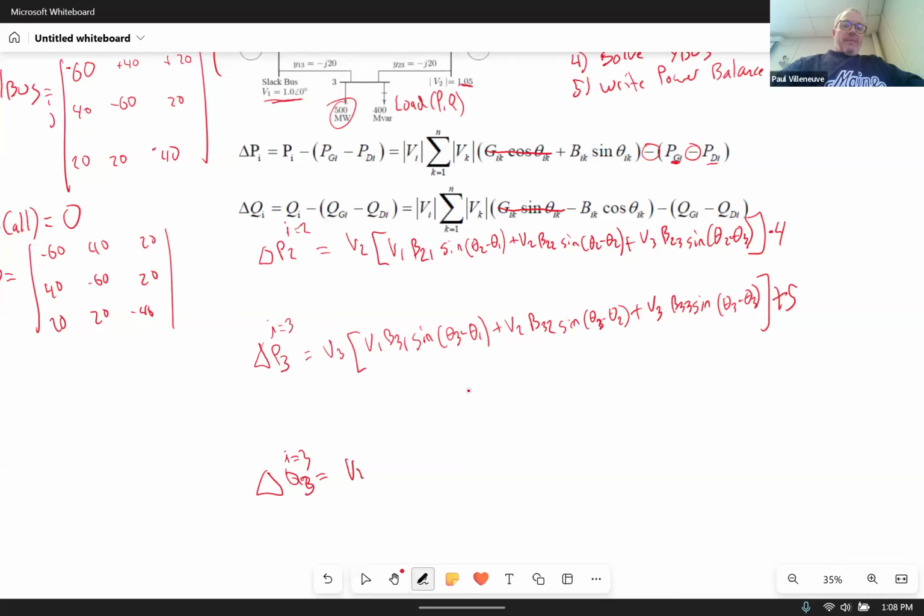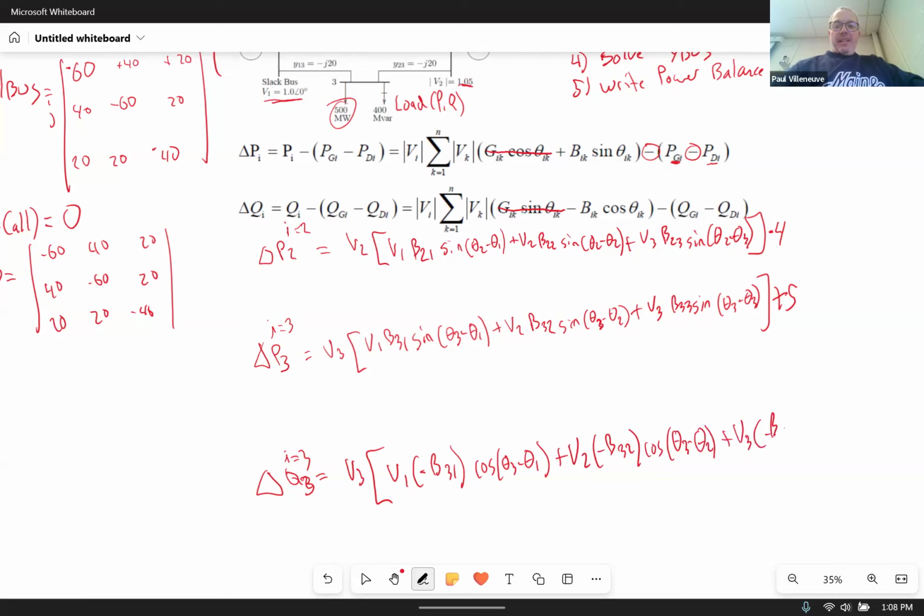So this is going to be V3 times my summation, V1 times negative B31 cosine theta 3 minus theta 1, plus V2 times negative B32 cosine theta 3 minus theta 2, plus V3 times negative B33 cosine theta 3 minus theta 3. Then I subtract from that QG minus QD, which becomes plus 4.